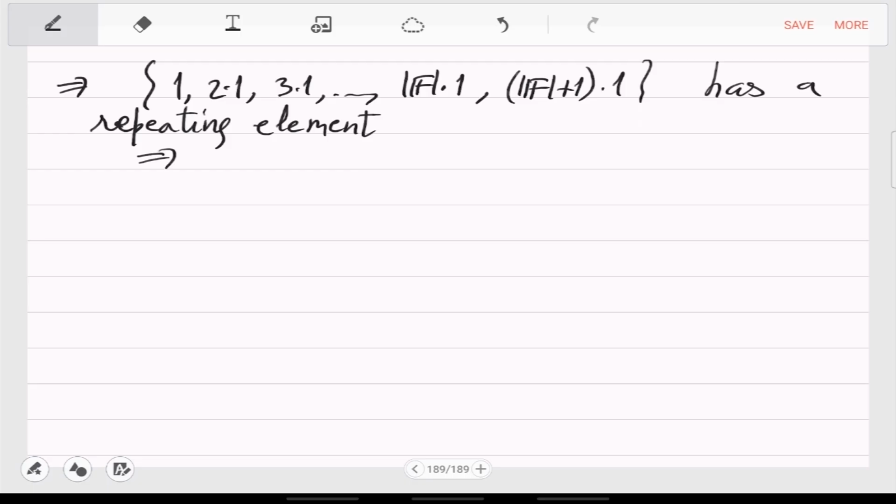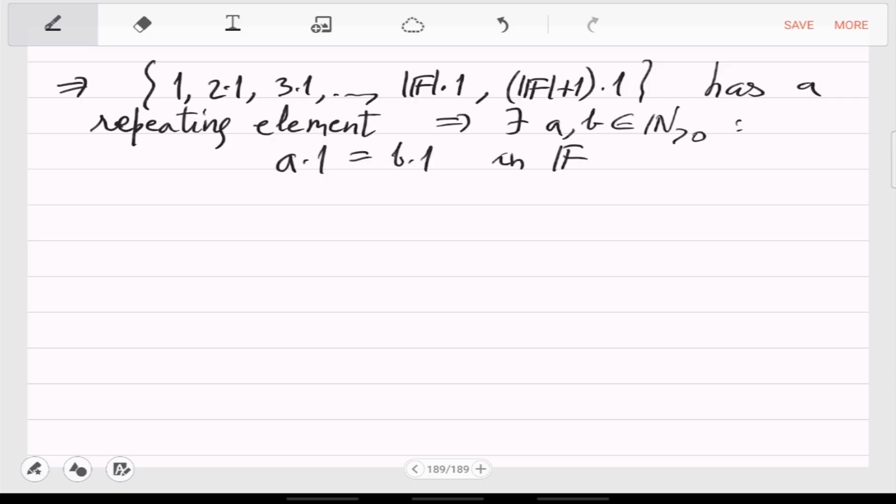Which means that there exist A, B positive natural numbers such that A times 1 is B times 1 in the field, which means A minus B times 1 is 0, right? Which means that the characteristic does exist.